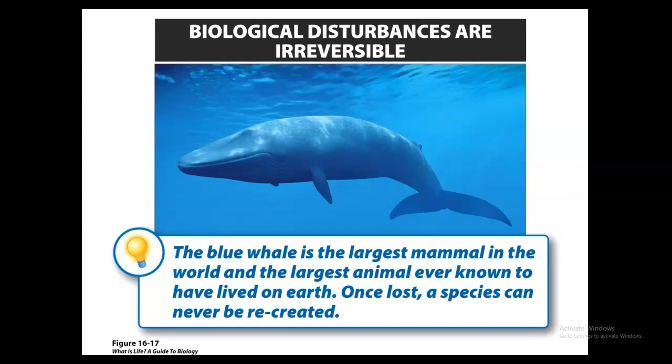Here we have the blue whale. It's the largest mammal in the world and the largest animal ever known to have lived on Earth. Once it's lost, the species can never be recreated. So this would be an irreversible loss. That disturbance involves the complete loss of the species, so it completely goes extinct.